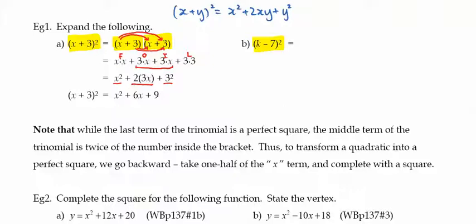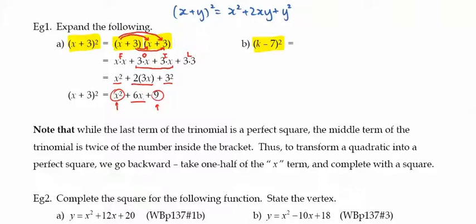And therefore, as you expand your perfect square, you will end up with a trinomial, starting with a perfect square and finishing with a perfect square. 9 is a perfect square. And then the 3x in the middle, as you are adding those two terms twice, you end up getting 6x in the middle.